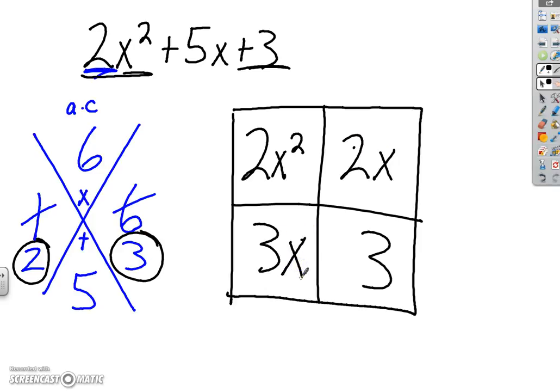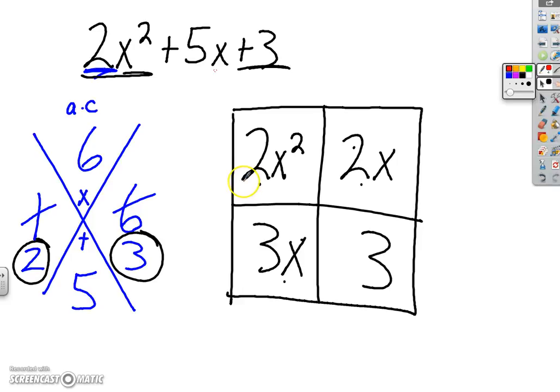Look at what we've got: 2x squared, and 2x plus 3x, which is 5x, and 3 from our original. So we've just rewritten this in a different way to make it easier. Now that we've got the box, we're just going to factor by grouping.